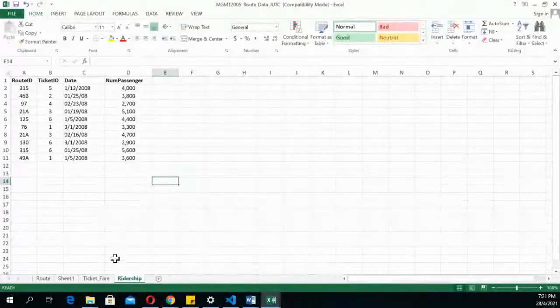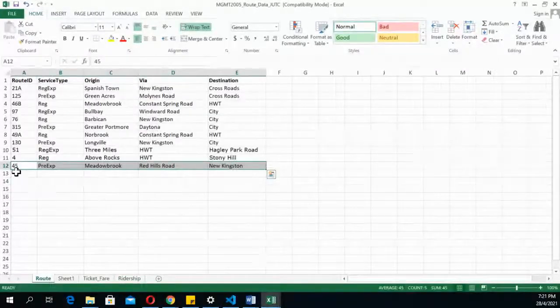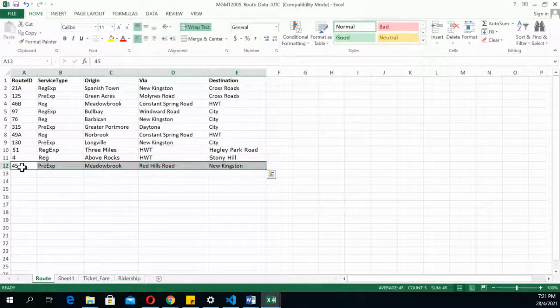Sir? Yeah? Could you repeat what someone must add to the table, please? And go one back, here with the highlight. So that's in the table, just add route 45.